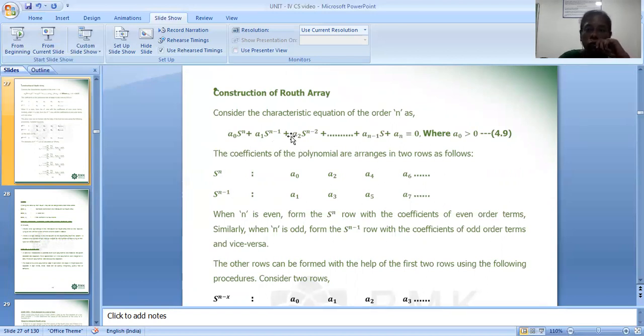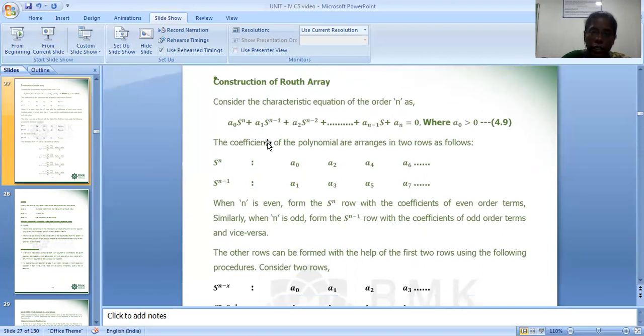Right. So we'll see how to construct the Routh array, and then from the array, how to comment on the stability of a system. If a characteristic equation is given, we have to get it. We all know that in order to get the characteristic equation of a system, we first find the transfer function of the system. Once we know the transfer function, the denominator polynomial of the transfer function becomes the characteristic equation. So we take the denominator polynomial and equate it to 0. That gives us the characteristic equation of that system.